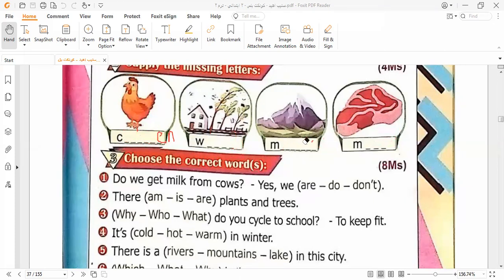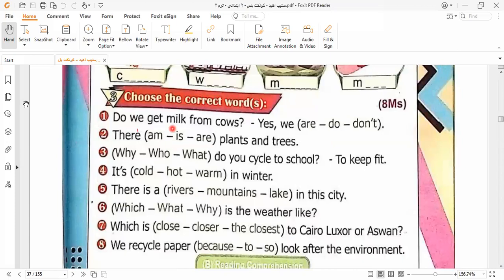Another picture. Here we have, do we get milk from cow? Yes, we do. So I select do. Can we say don't? No, because it must be negative. So this is affirmative. So I select what? I select do. There space plants, trees.